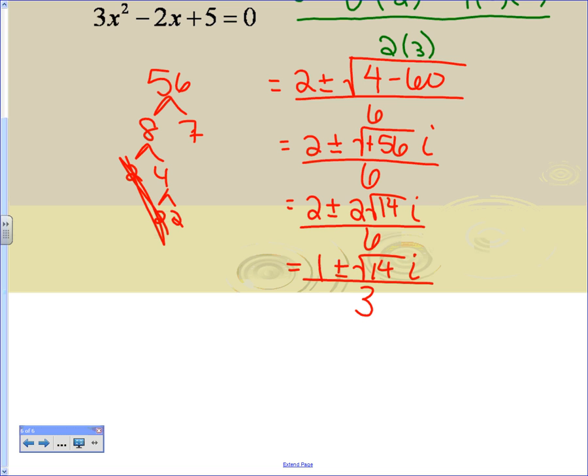You can write 1 plus square root of 14i over 3 and 1 minus square root of 14i over 3, or you can just leave it like that. You don't have to break them out into 2 different answers. Do those answers look similar to something else that we've gotten before? Yes. What do they look like? The completing the square. Because we completed the square to get our quadratic formula. Does that make sense?